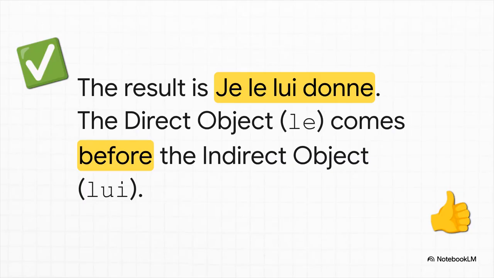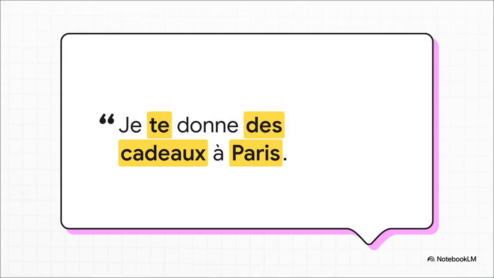Now for the magic part. We go back to our pecking order. Where do le and lui fall in line? Well, le is a step 2 direct object, and lui is a step 3 indirect object. The order says step 2 comes before step 3. So you just slot them in right before the verb, "je le lui donne," and that's it. It's perfect. All right, you ready to level up?